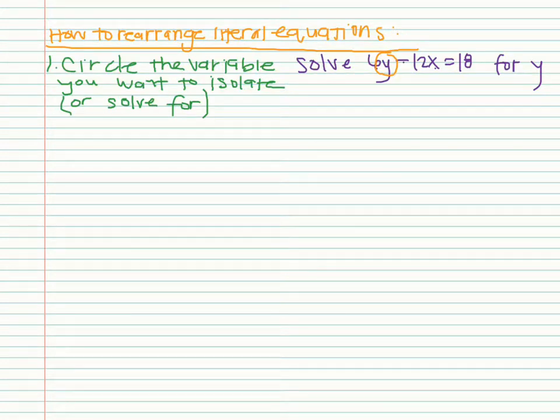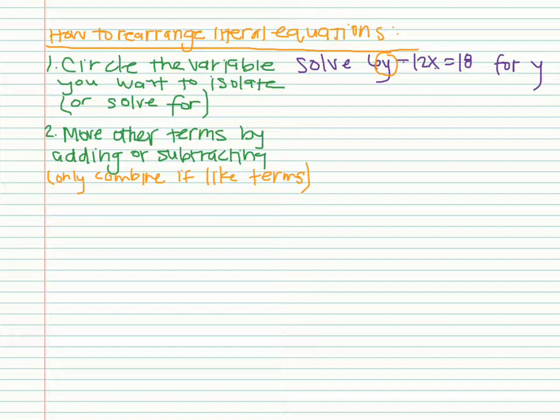I need to move the coefficient of 6. And I also need to move the minus 12x over to the right side of the equation. So I'm going to move on to step number 2. And step 2 is to move the other terms by adding or subtracting. So when I say other terms, I mean the term that does not have the variable we are trying to isolate. So we're trying to isolate y.